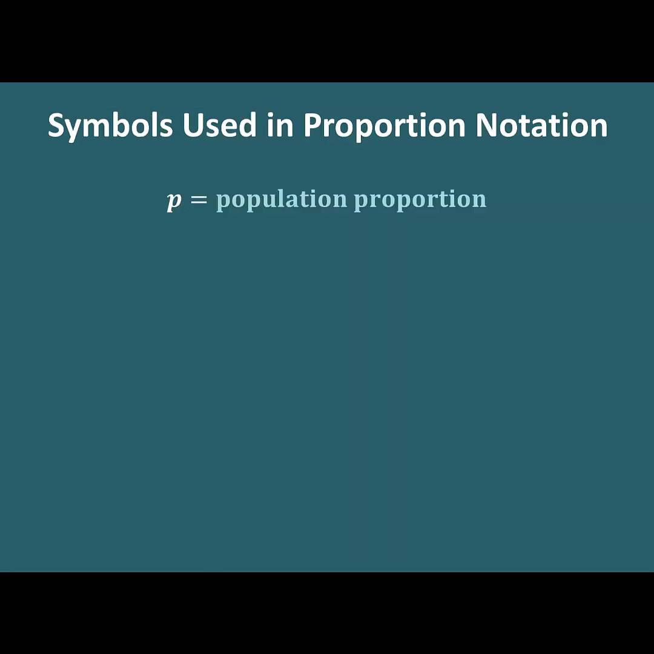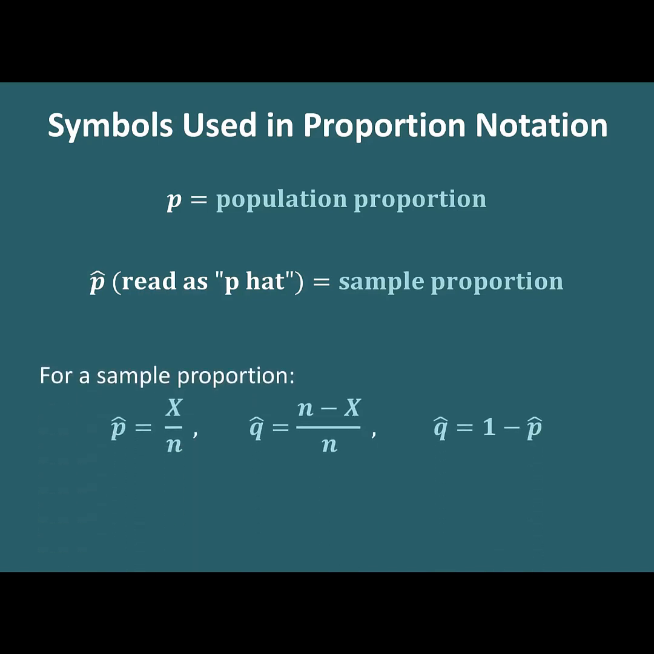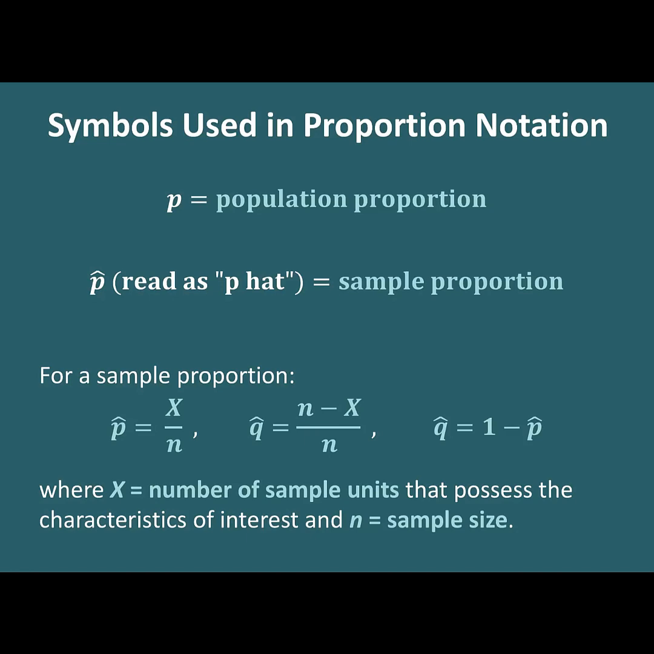Let's take a look at some symbols in proportion notation. Typically, p equals the population proportion. p hat is typically the sample proportion. For a sample proportion, we get p hat equals x divided by n, and q hat equals (n minus x) divided by n, or rather, q hat is the complement to p hat, where x is the number of sample units that possess the characteristic of interest, and n equals the sample size.